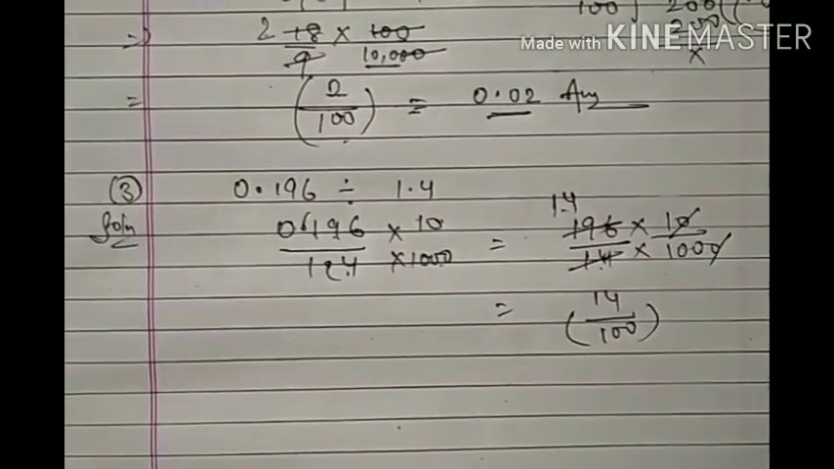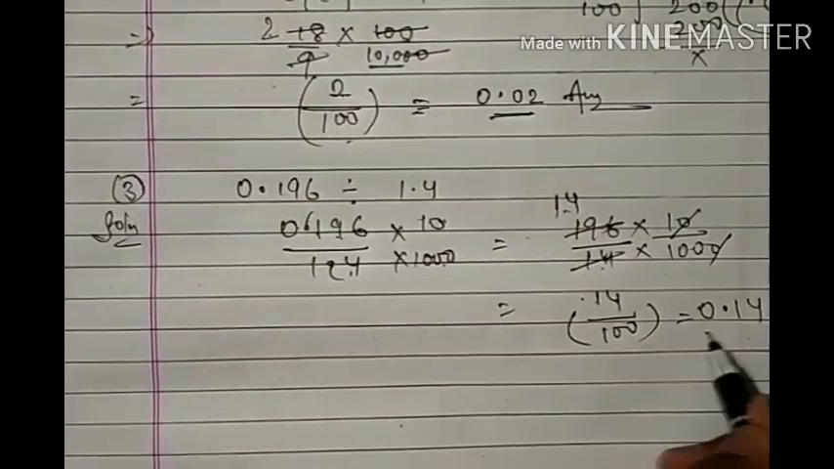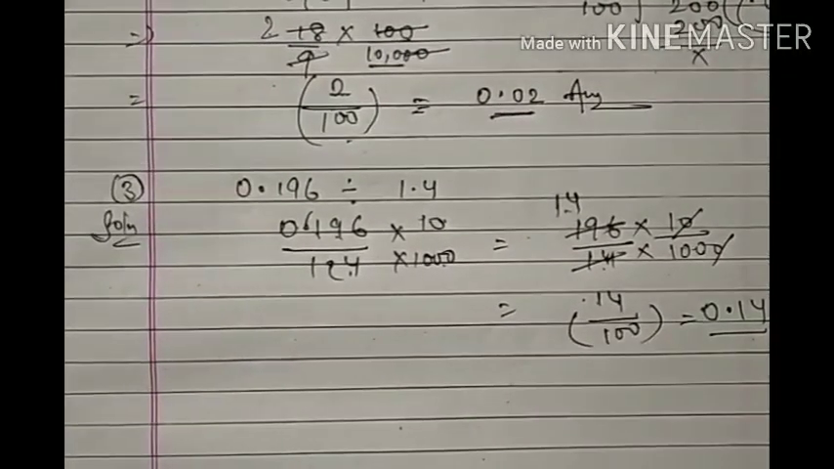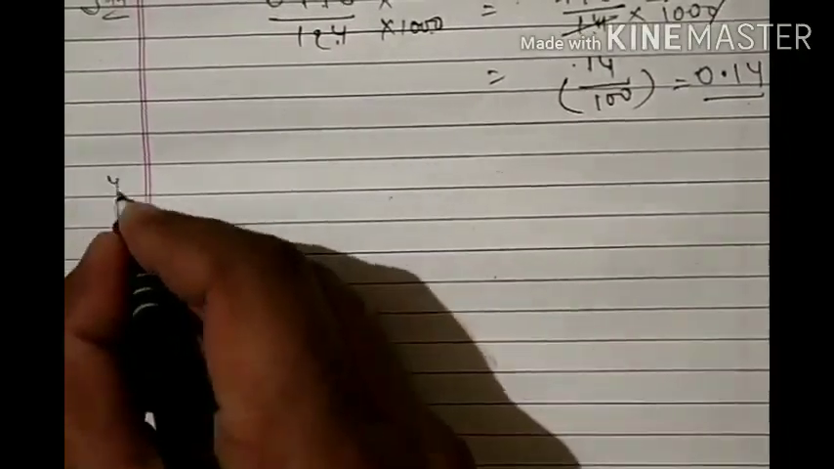Now we will put the decimal. 14 over 100 is equal to 0.14. This is our answer. I hope it is clear to everyone. Let's take some other examples as well.